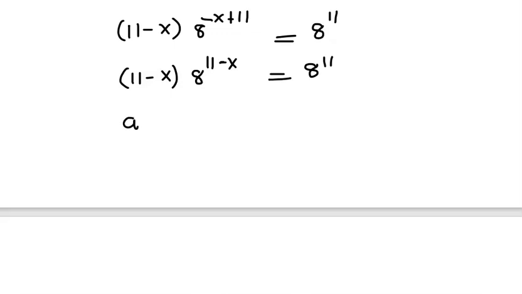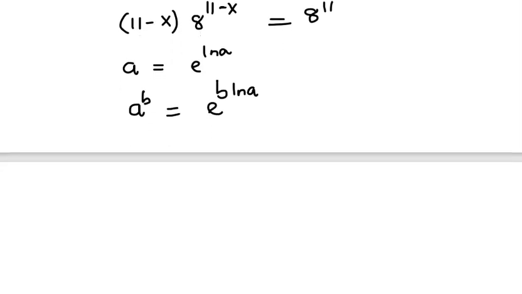We know that a is equal to e to the power of ln of a, because the natural logarithm has a base e, right? So when a has a power, we can write a to the power of b as e to the power of b multiplied by the ln of the base a. So we're going to use this property at this place where 8 has a power of 11 minus x.